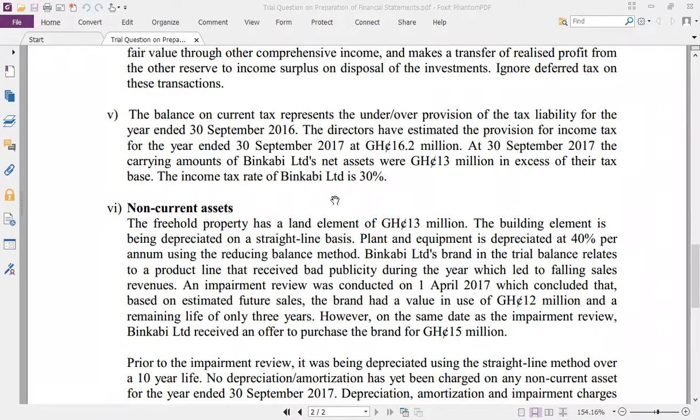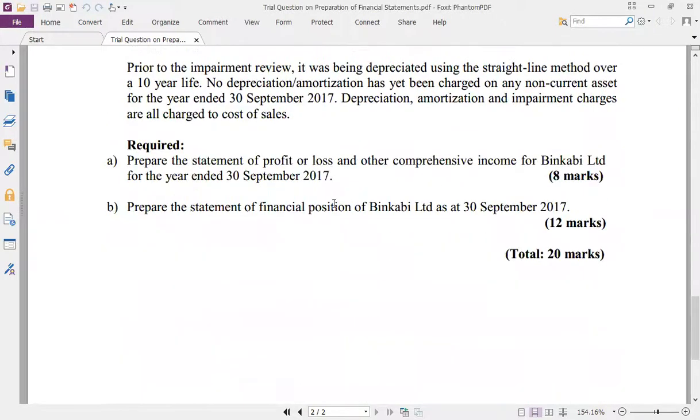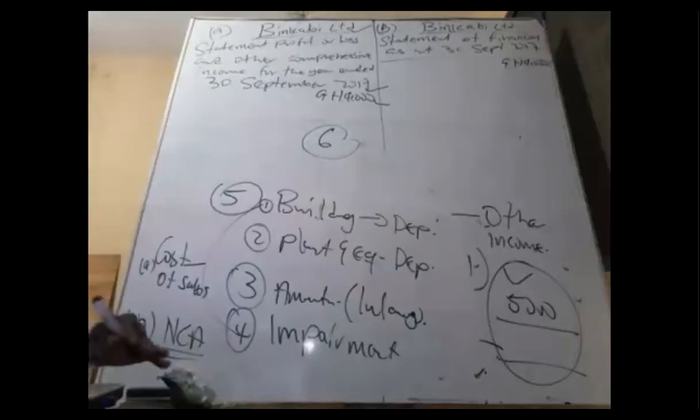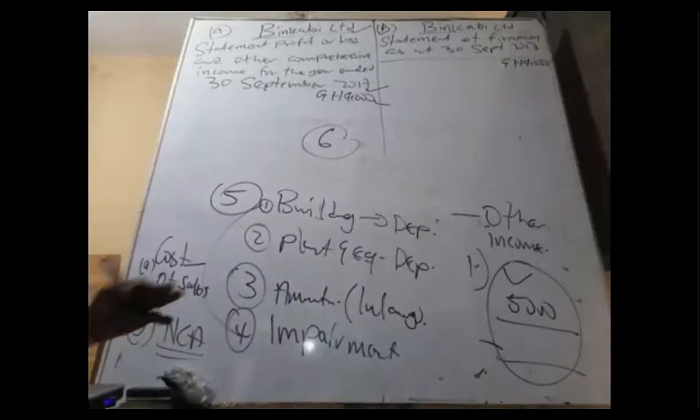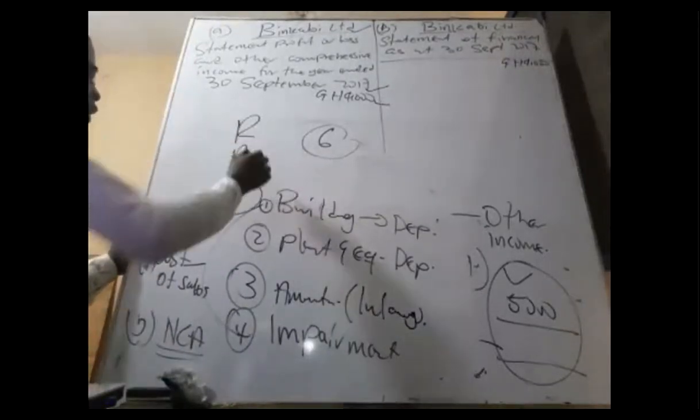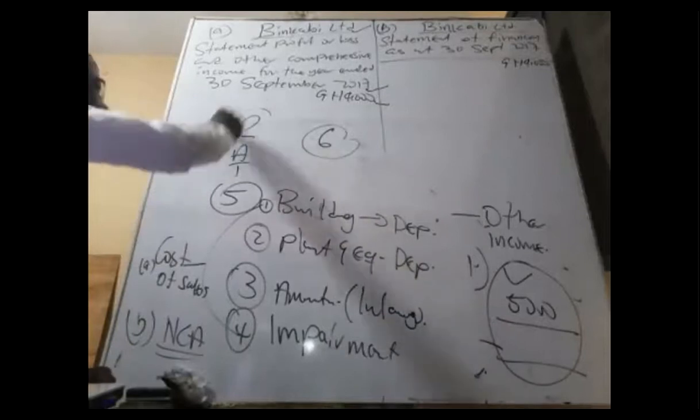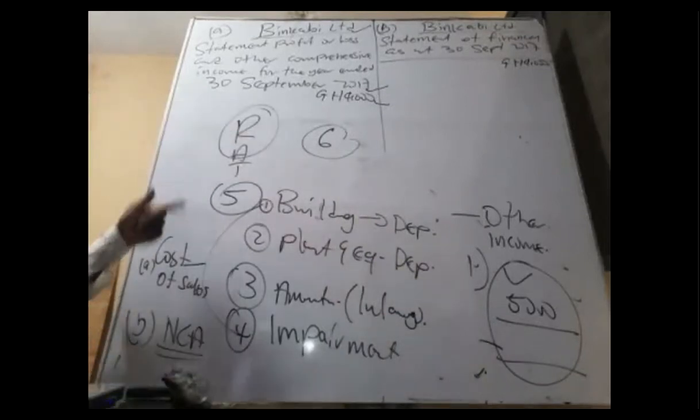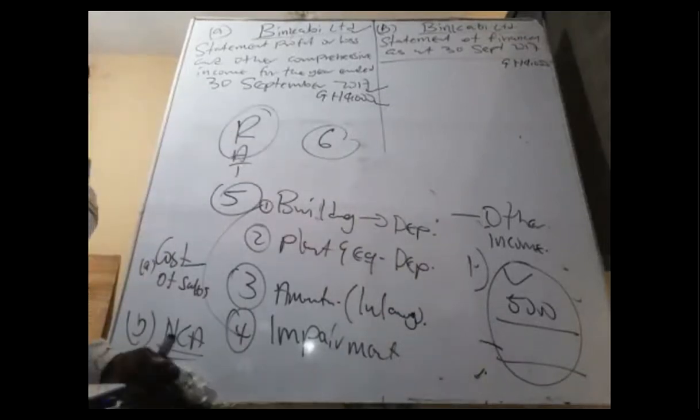This is the step-by-step solution. Right after the footnotes, we are following the trial balance, so this one becomes the trial balance. Let's go and scan the trial balance. Now be with me.